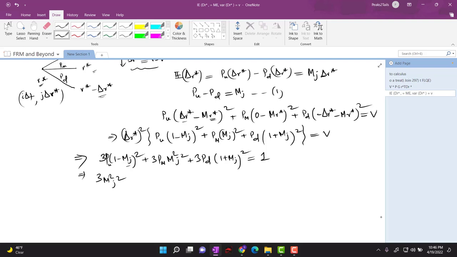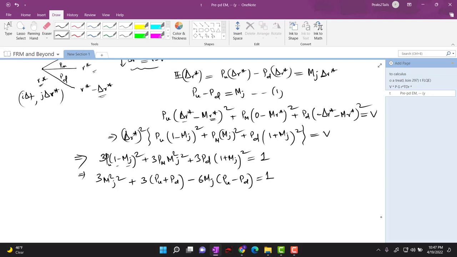So this will be 3 times M square J square. Then there will be a minus 2 MJ and plus 2 MJ terms as well. So I will get plus 3 times, first let's deal with these ones, okay? 3 times PU plus PD, and the remaining minus 6 PU MJ and plus 6 PD MJ. So that is equal to minus 6 MJ, I take common, I get PU minus PD. This is equal to 1. All right?